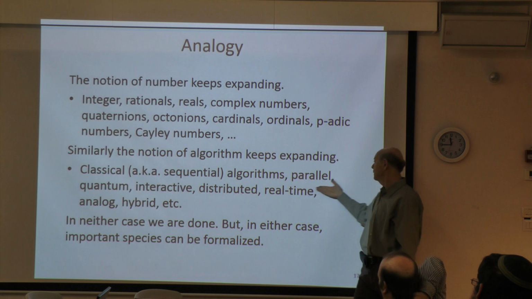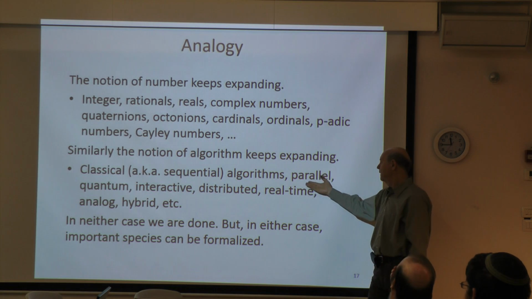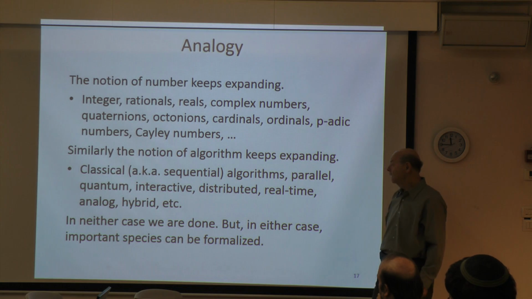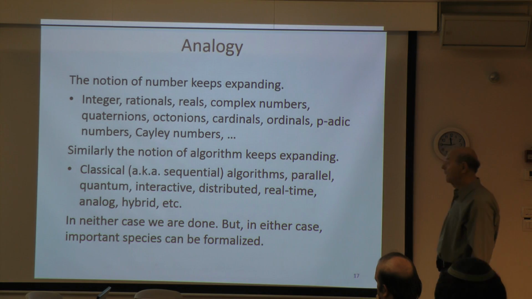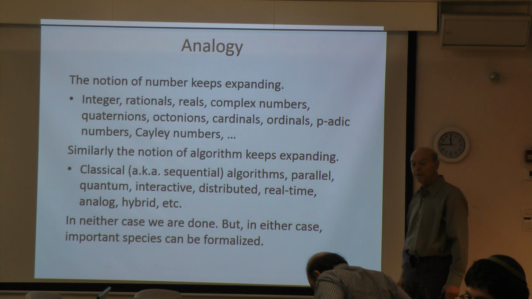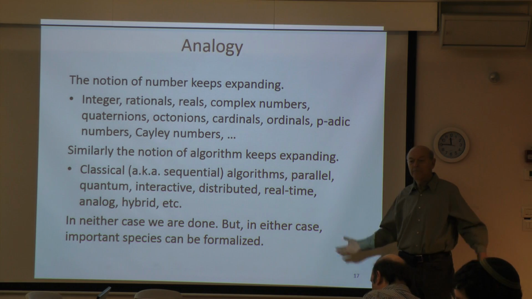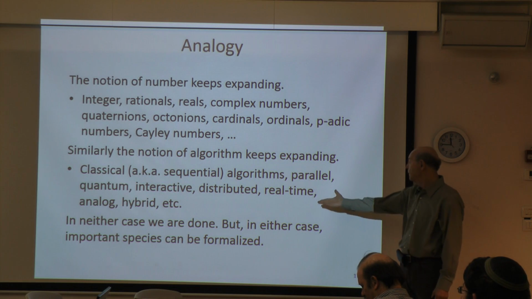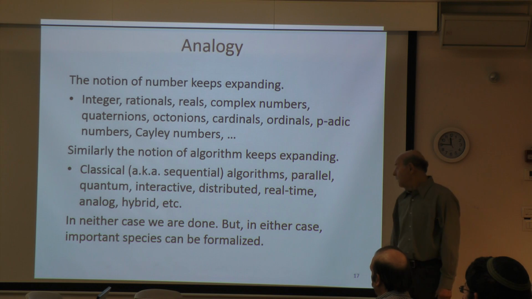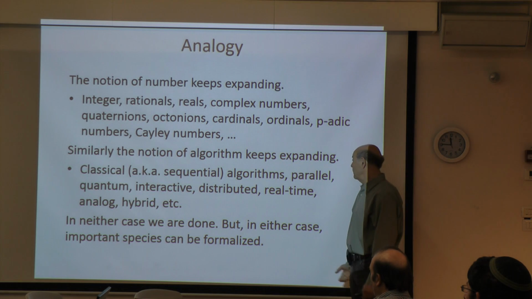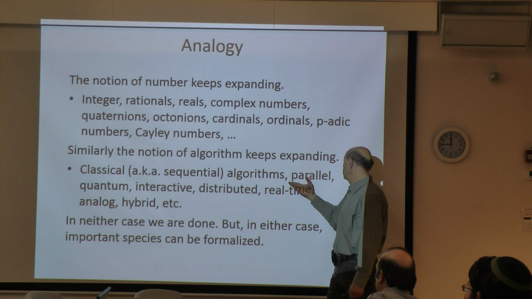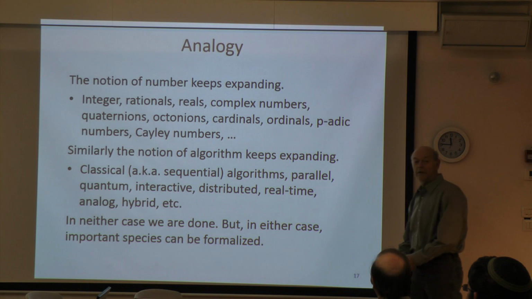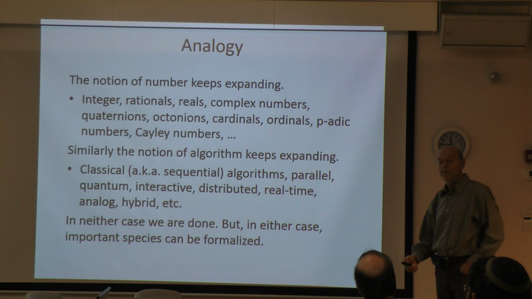So we have classical algorithms, parallel, actually synchronous parallel, asynchronous parallel, quantum, distributed, real-time, more general analog algorithms, hybrid, and so on. And we are not done. There will be more algorithms. For example, I didn't mention learning. But some species, for example synchronous parallel and interactive, have matured and have been formalized.